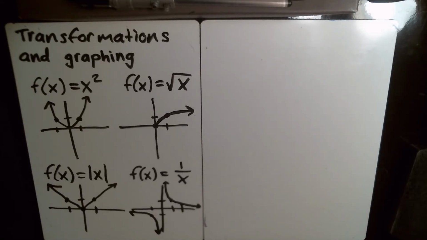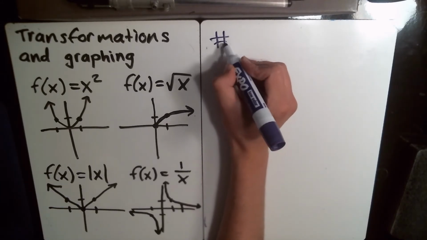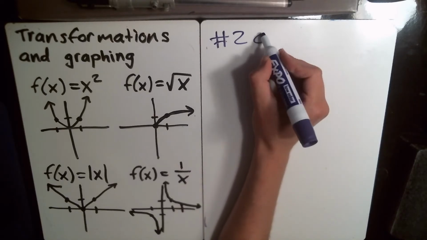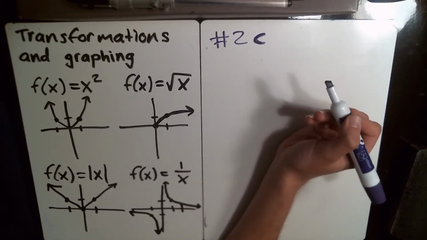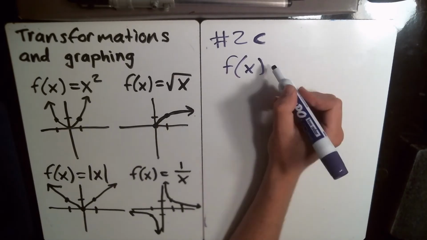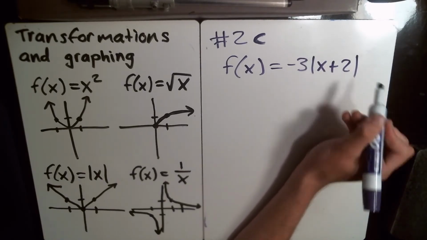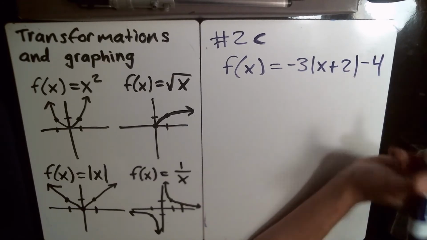So these are some of the most important graphs that you should know for the final, just what they look like. And so let's just review real fast: how is it that we deal with a transformed version of one of these graphs? We're going to look at number 2, and C is the one we're going to look at here. This one tells me I'm trying to graph f of x is -3 times the absolute value of x plus 2, minus 4.